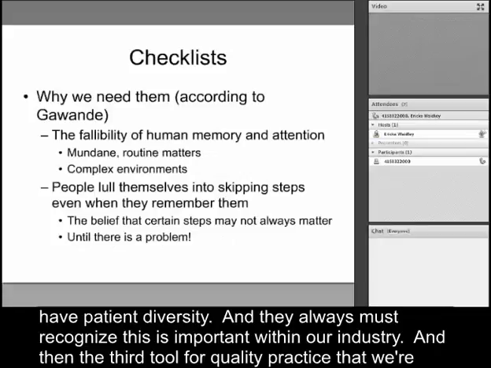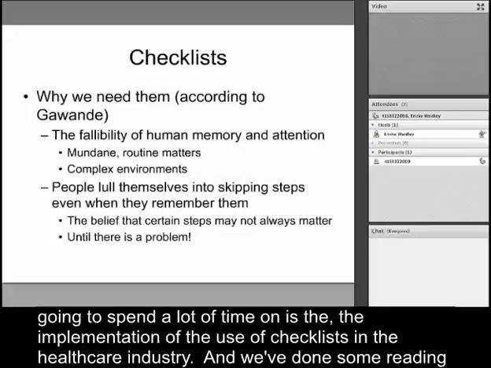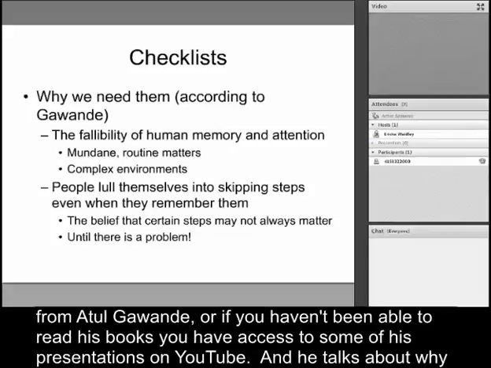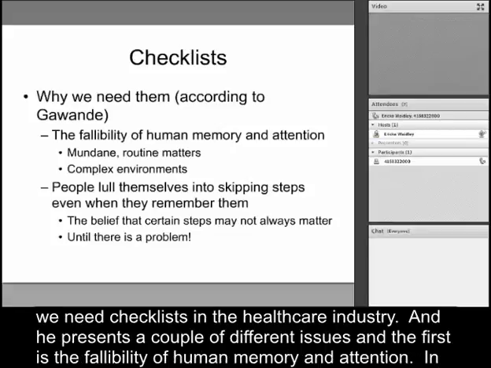And then the third tool for quality practice that we're going to spend a little bit of time on is the implementation of the use of checklists in the healthcare industry. And we've done some reading from Atul Gawande, or if you haven't been able to read his books, you have access to some of his presentations on YouTube. And he talks about why we need checklists in the healthcare industry.